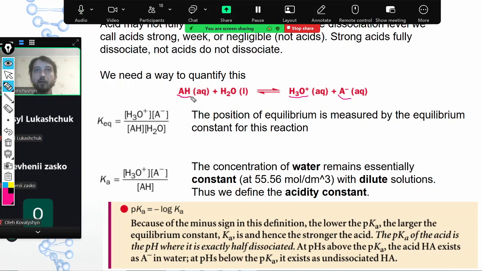And here we have on the left side the concentration of the acid, AH, here it is, and water, here it is. Once again, if we suppose that the concentration of water is not significantly changing during the course of the reaction, we just multiply by that and get a new coefficient called Ka.